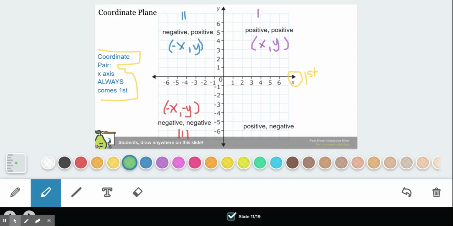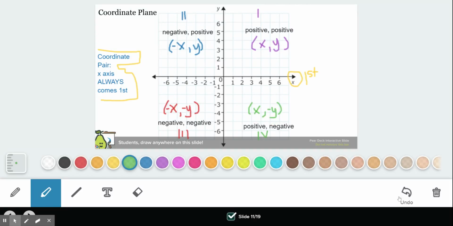And then for quadrant number 4, which is this last quadrant down here, we are going to have a coordinate pair again. The x always comes first. And if we look on the x-axis here, we've got positive numbers. So our x is going to be positive. And if we look at our y values over here, we've got negative y for our coordinate pair.